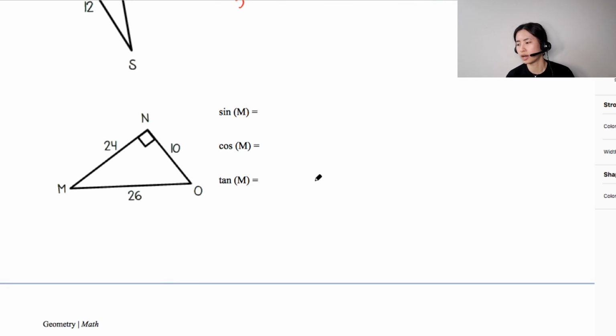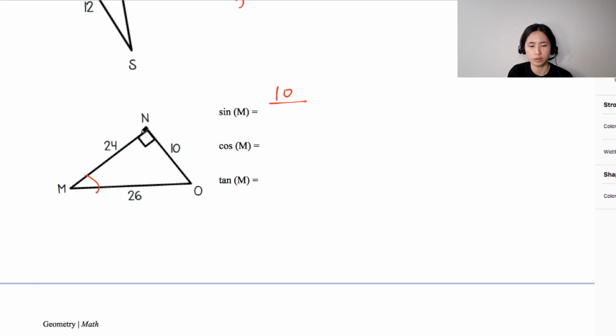Okay, so for this triangle, we have sine, cosine, and tangent. Now we're looking at angle M. So angle M is over here. We know that for sine, it's opposite, so that's 10 over your hypotenuse. So I know this triangle is rotated a little bit such that we're not used to seeing a triangle that has a right angle here, right? Because typically we see right triangles where you have the base, and also your right angle sitting upright.